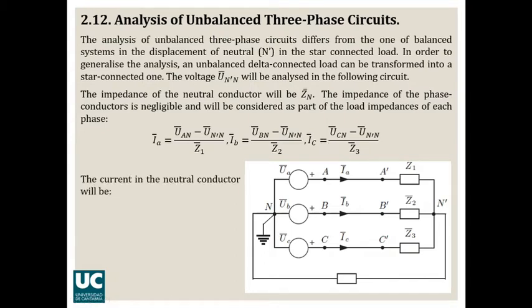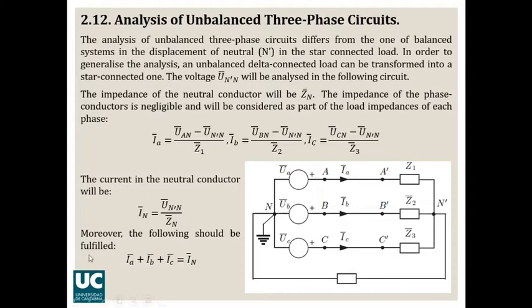Then the current in the neutral conductor will also be, in this situation, the sum of the three line currents that we have expressed before. And besides being this sum, the current in the neutral conductor should be the difference in potential between these 2 points here divided by the impedance of the neutral conductor. So here we have two alternative expressions to obtain the current in the neutral conductor.